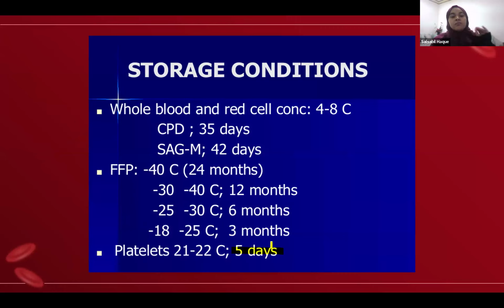Fresh frozen plasma has to be at minus 40 degrees, which makes sense because it's frozen, for almost 24 months, so almost 2 years. Then whole blood can be stored based on what it is stored with. If it's stored with CPD, then you can store it for 35 days. Otherwise, if it's stored with SAG-M, then you can store it for 42 days. And it's stored at 4 to 8 degrees Celsius.